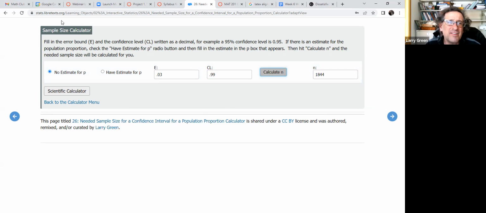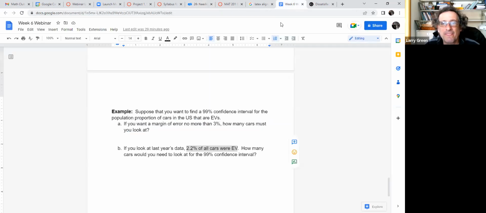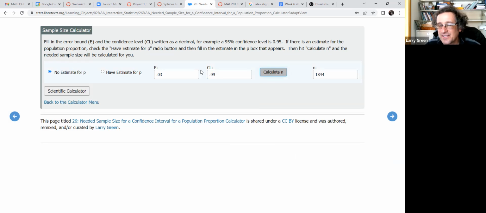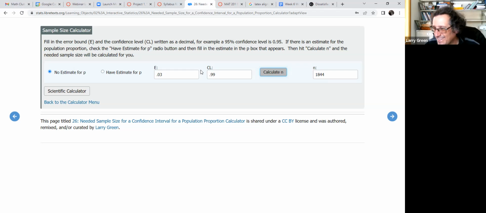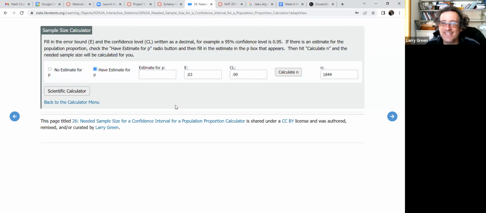So what do you think I have to do in the calculator to use my estimate of, again, 2.2%? What do you think I have to do? It's not a trick question. You have to hit have estimate for P. Yeah, I have to have estimate for P. So that wasn't a trick question, was it? So I click on have estimate for P. And you'll notice now it says, what is the estimate for P?